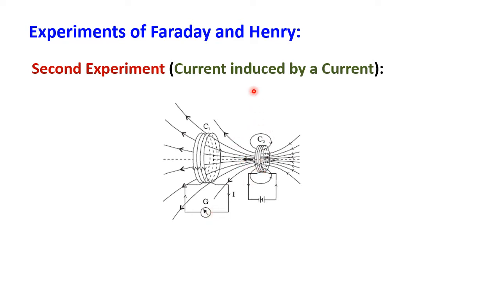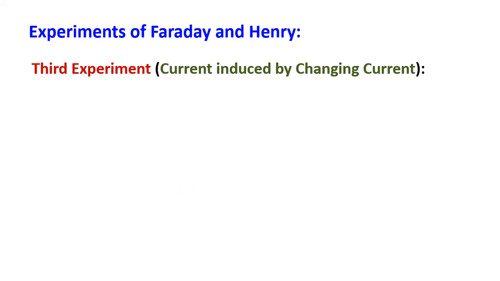That is, the current in the coil produces a magnetic field, and we are moving the coil towards the other, so there is a change in magnetic flux linked with this closed coil C1. So induced current, induced EMF is there. So this is the second experiment: current induced by a current. Next, the third experiment: current induced by changing current.